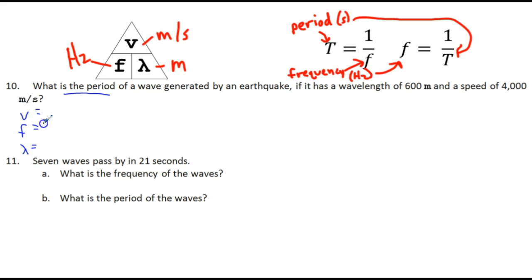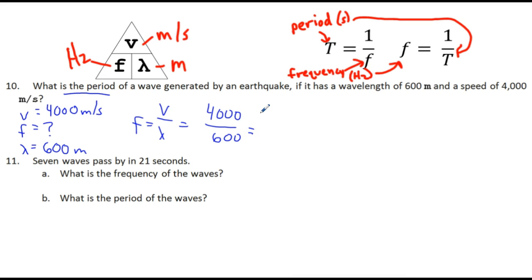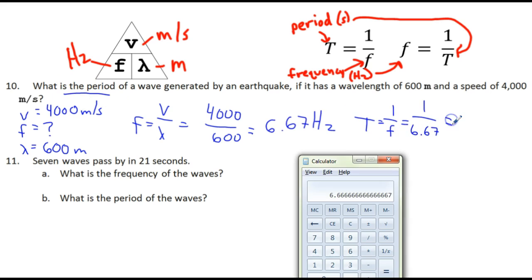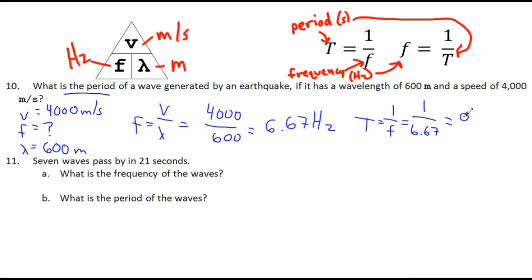Last couple ones here. This one is very similar, but it's asking for period. So what I need to solve for first is the frequency, which is velocity over wavelength. 4,000 divided by 600 is going to give me 6.67 hertz, but that's not the answer. I still need to look for the period. So I'm going to do 1 over that, 1 divided by 6.67, which works out to be 0.150 seconds. That's the length of time between each beat.